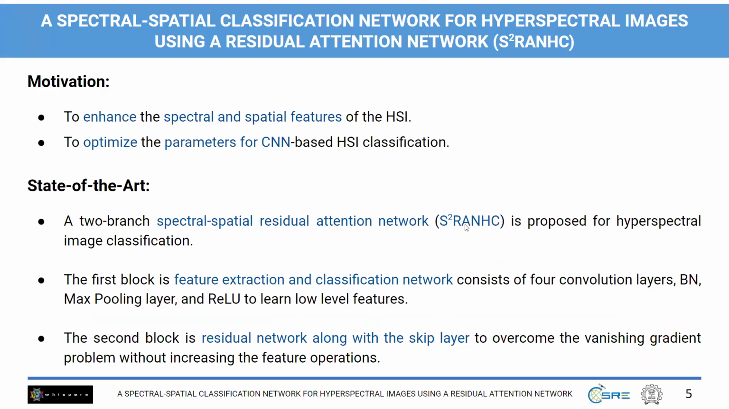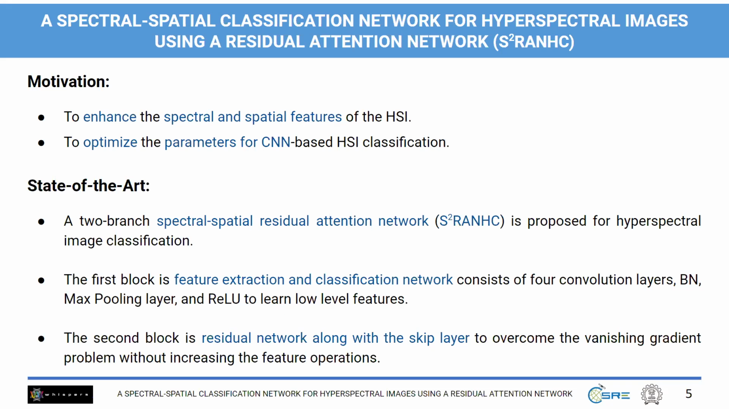So the main motivation for our work was to enhance the spectral and spatial features for the hyperspectral images and to optimize the parameters for CNN-based HSI classification. For this work, the main state of the art was that we have introduced a two-branch spectral spatial residual attention network, which we have termed as S-square RANHC for hyperspectral image classification.